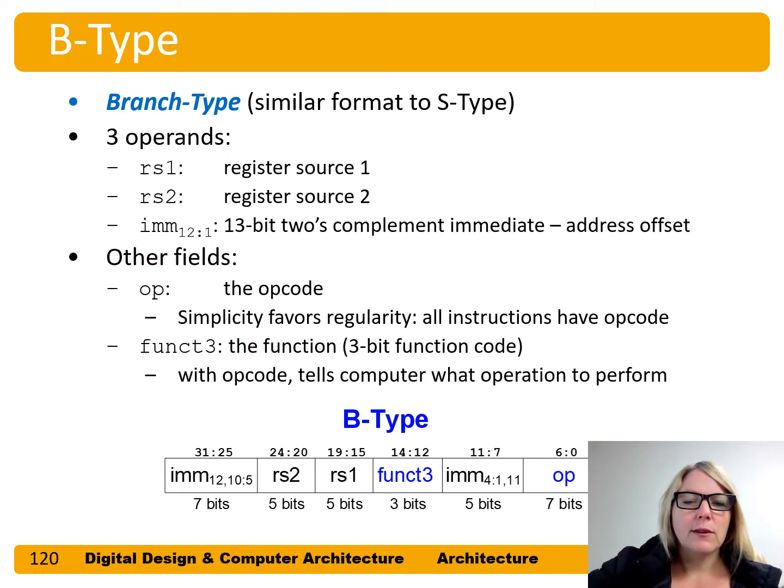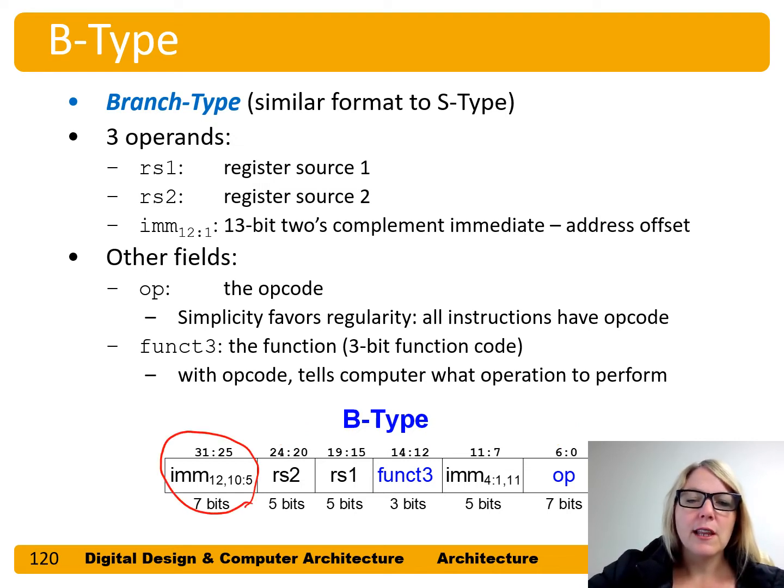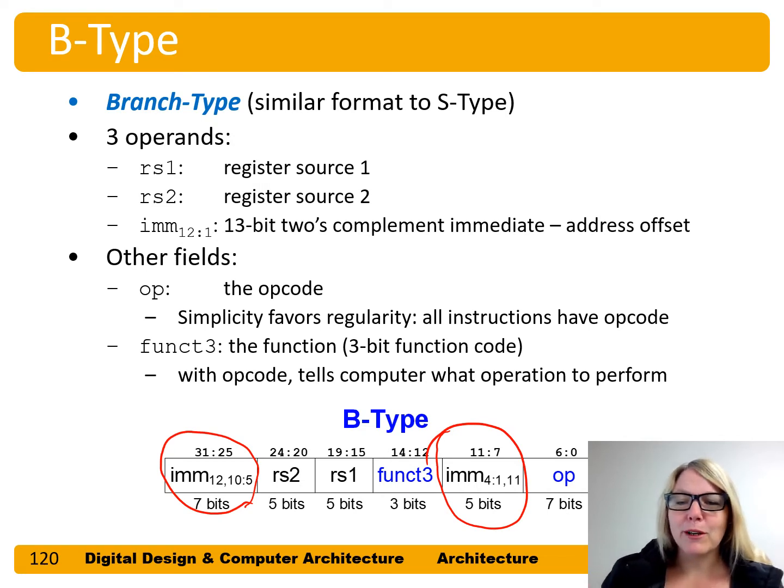Here we have RS1 and RS2 in the same locations as those operands in other instructions. And we have our opcode and our func3 field also in the same locations as other instructions. Then we split up our immediate like we did in the S-type instruction, but now we're encoding different bits in those fields. We have a 12-bit field separated into 2 locations in the instruction, but we're encoding a 13-bit immediate. Let's talk about how and why we do that.